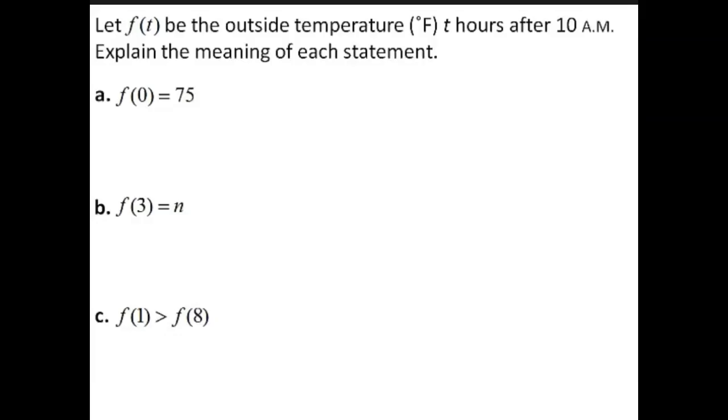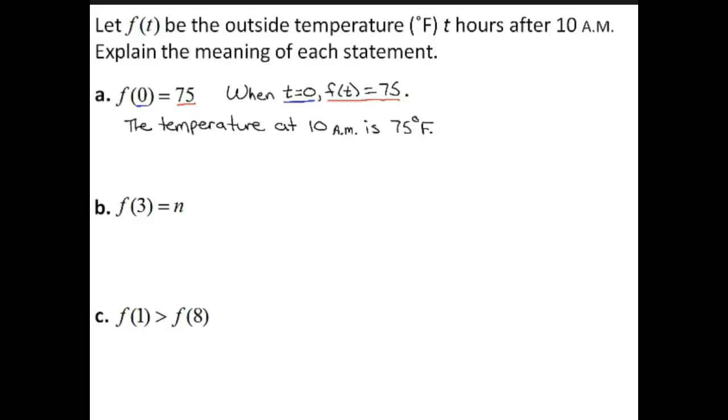Let f of t be the outside temperature in degrees Fahrenheit, t hours after 10 a.m. Explain the meaning of each statement. Part A. f of 0 equals 75. This statement means when t equals 0, f of t equals 75. So in this situation, the temperature at 10 a.m. is 75 degrees Fahrenheit.